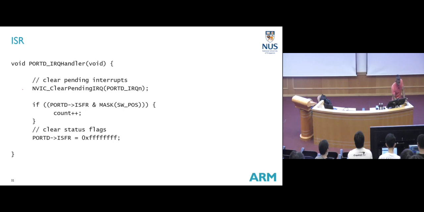First, I clear the pending interrupt. When I write my port handler, in this case the port D IRQ handler, what I need to do is first clear pending IRQ. Clear pending IRQ means I'm telling it to clear any interrupt.